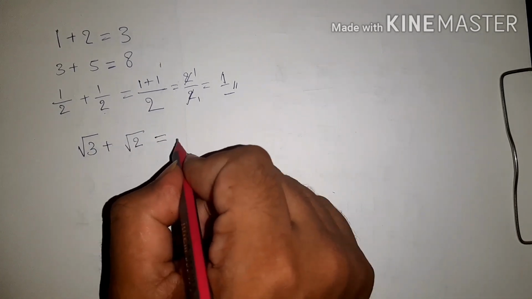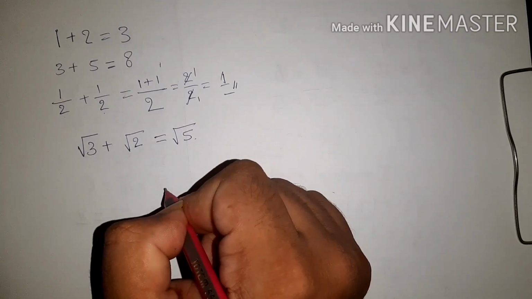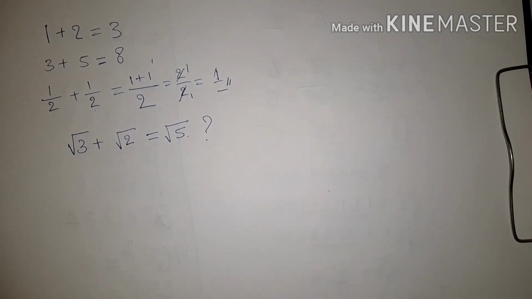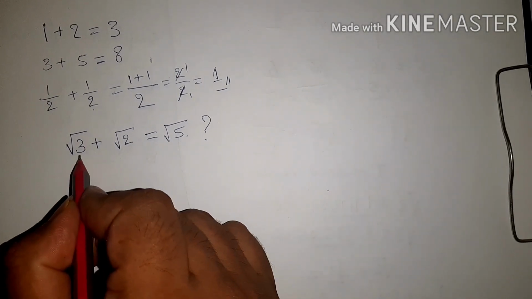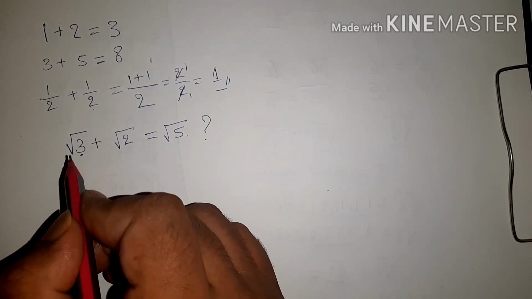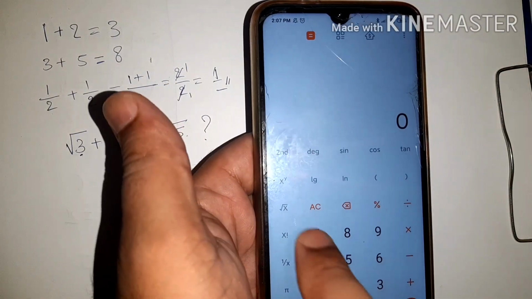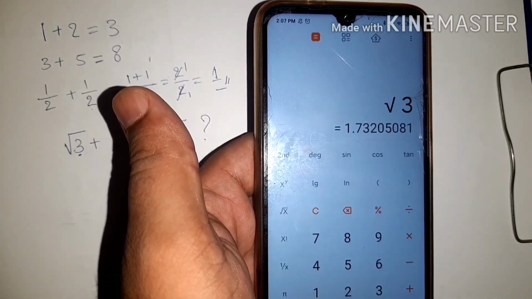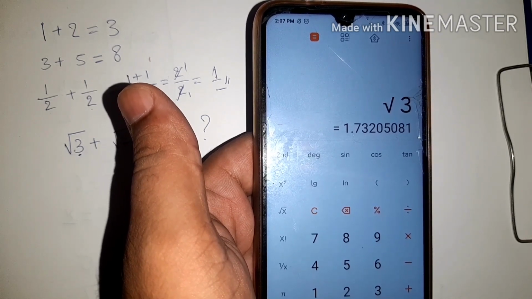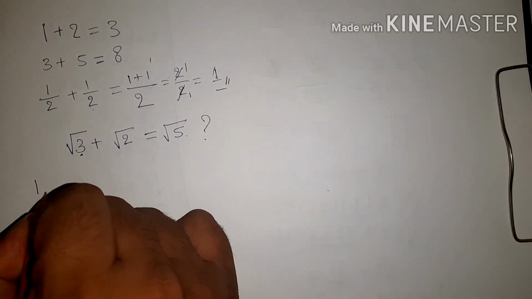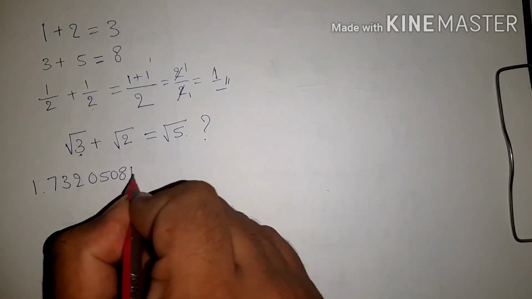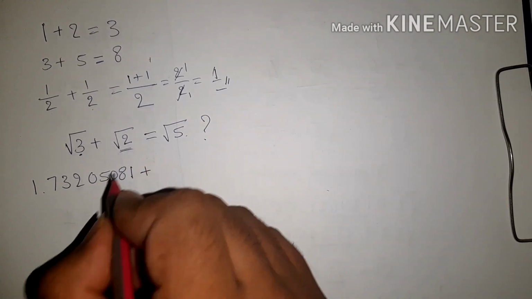Can we decide it as square root of 5? Let us see by taking the calculator. I am opening the calculator now. The value of square root of 3 is not a perfect square. Now look at the calculator. This is square root of 3. The value of it is 1.73205081. I'll write the number. Now plus, what is the value of square root of 2?